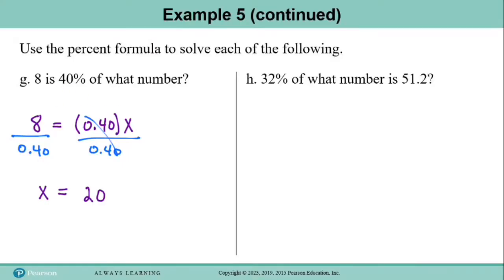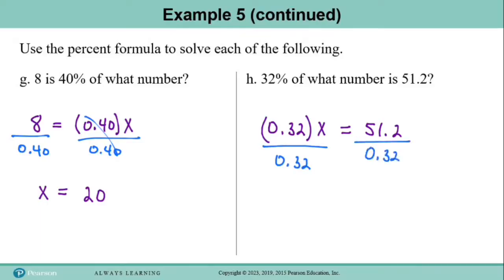Okay, let's look at part H. 32% of what number is 51.2? So translating this 32% into decimal form, we have 0.32 times our unknown value equals 51.2. So 32% of some unknown number is 51.2. Divide both sides by 0.32, and that coefficient will divide out from the left side, and that leaves us x equals 51.2 divided by 0.32, which is 160.